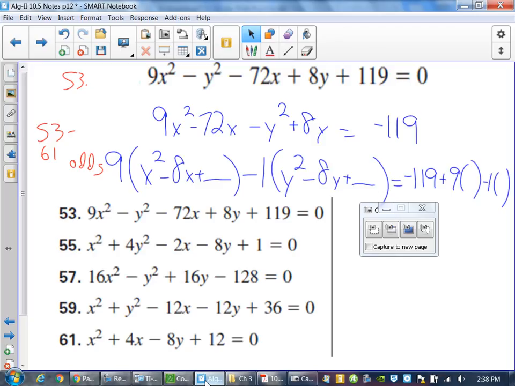Get the rest of these backwards. And they take a little bit of time just because of the way that you set them up.